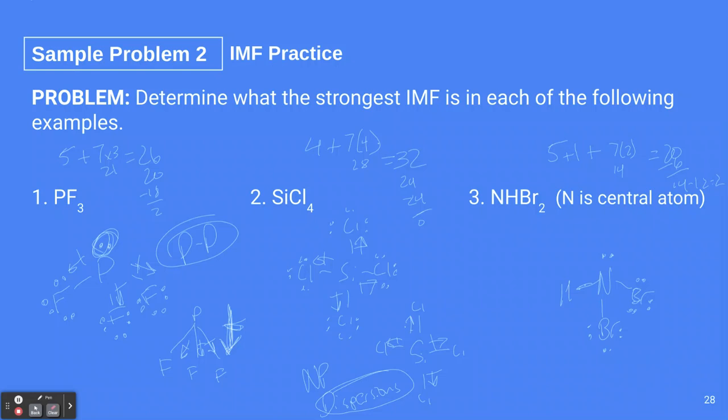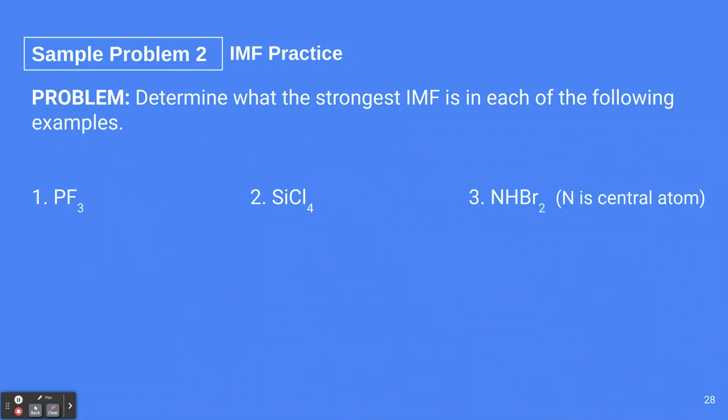So let's take a look here. The first thing I immediately see that sticks out is this N to H, okay? And if you see an N to H, an O to H, or an HF, you know that we have hydrogen bonding here. And so that's our answer. This is a polar molecule overall, but because our hydrogen is directly bonded to our N, our nitrogen, then we have hydrogen bonding. So number 1 is dipole-dipole, number 2 is dispersion, and number 3 is hydrogen bonding.